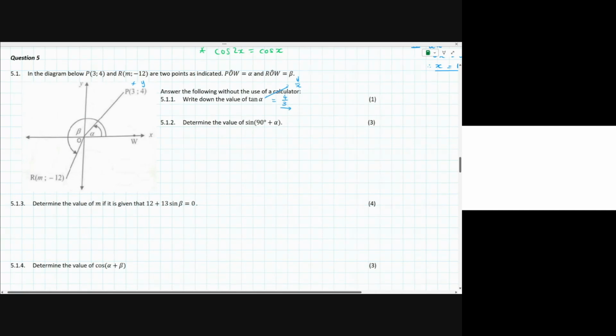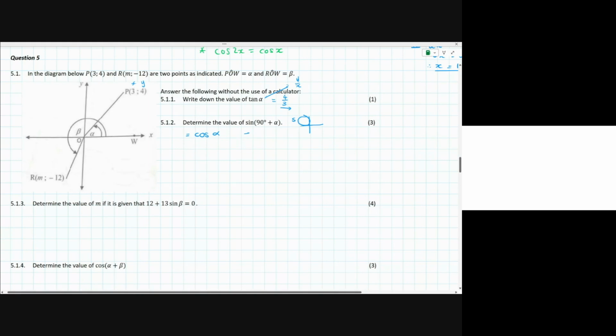Right, 5.1.2 says determine the value of sin(90 + alpha). Now immediately alarm bells should be going off that this is a reduction, not a co-ratio. So as a quick recap, sin(90 + alpha) is quadrant 2. This is where sine is positive. So this co-ratio becomes just positive cos alpha.